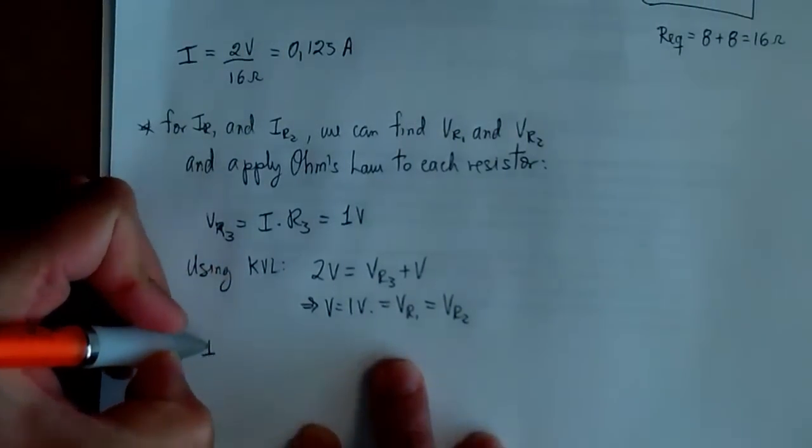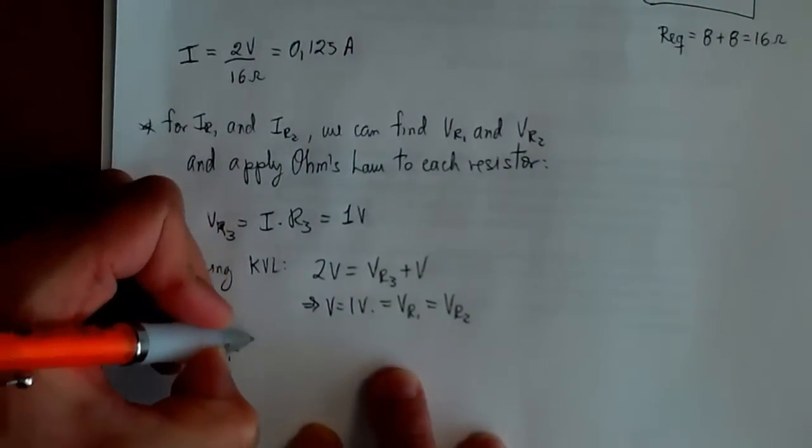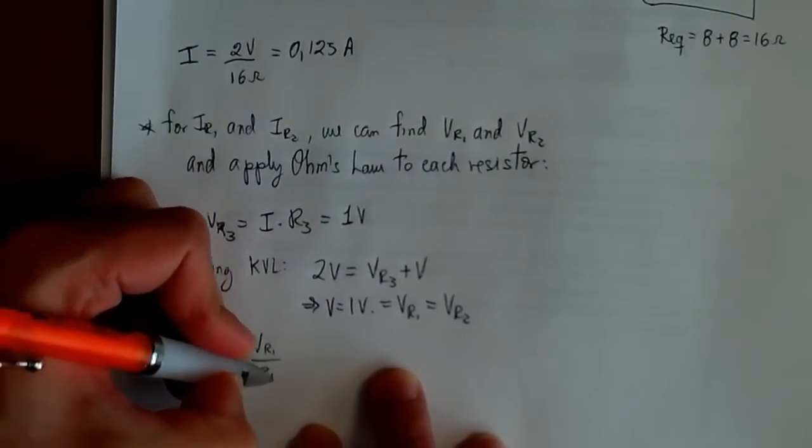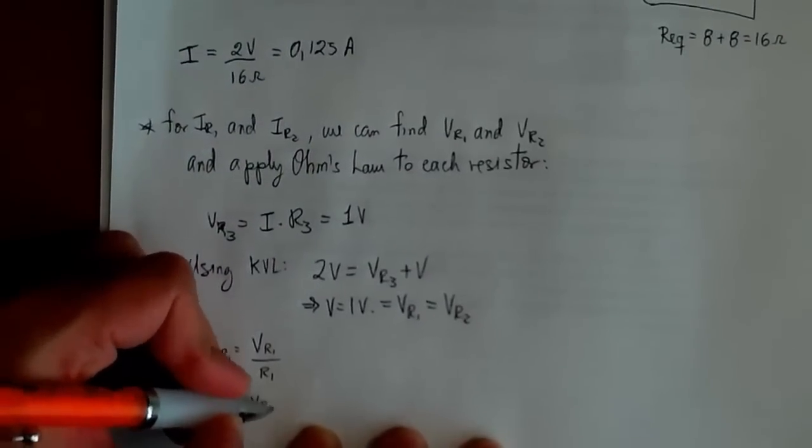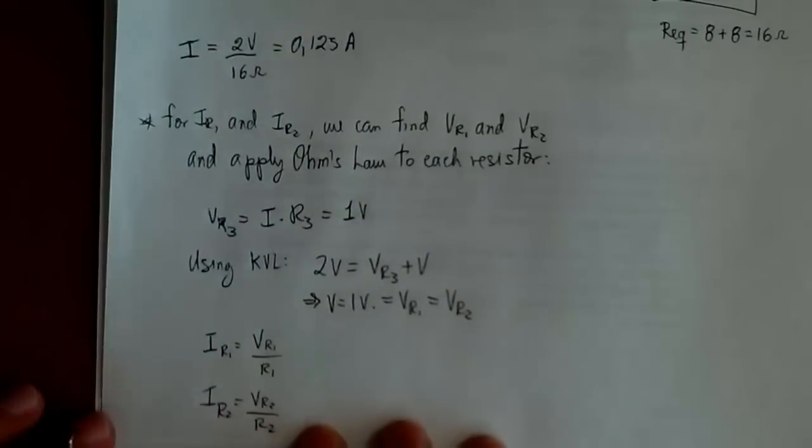So now we can apply Ohm's law to get IR1, because we know VR1 and we know R1. We can do the same for R2, since we have VR2 and we have R2.